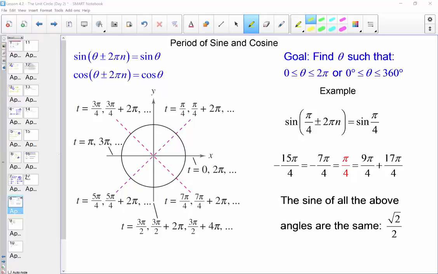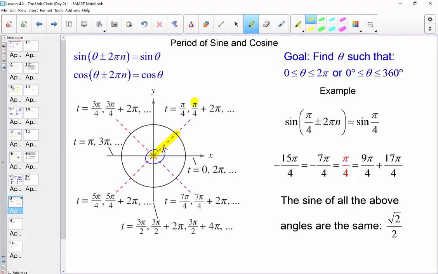The period of sine and cosine is 2 pi. Let's expand graphically on what that means. If we start at an angle of, say, pi over 4, and then we go counterclockwise around the circle one time, we end up back at the same place, pi over 4.